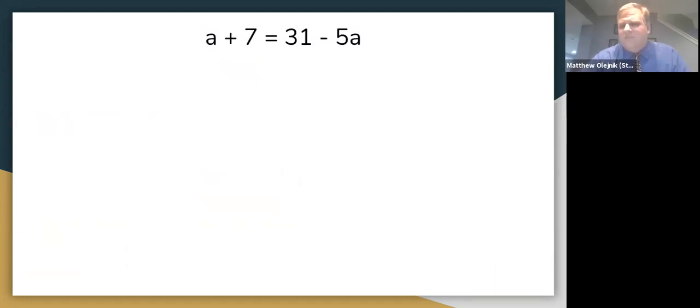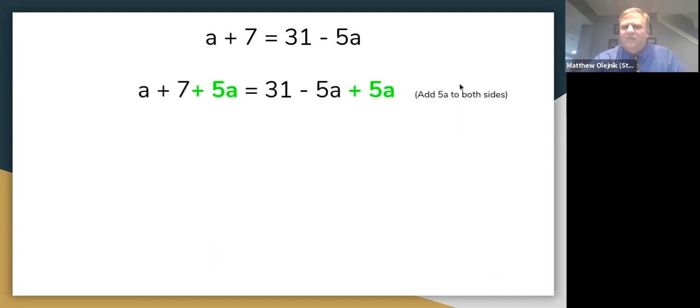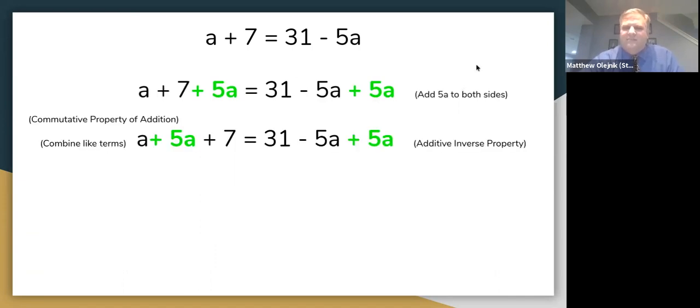So at the end of the lesson, we want you to be able to do something like this: a plus 7 equals 31 minus 5a. So we want to shift all the variables to one side and all of the constants, those loose numbers, to the other. We're going to start by adding 5a to both sides.